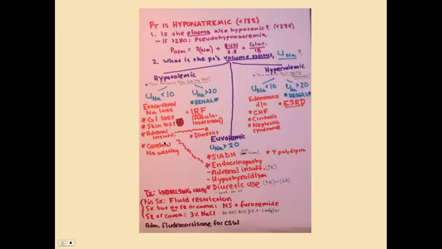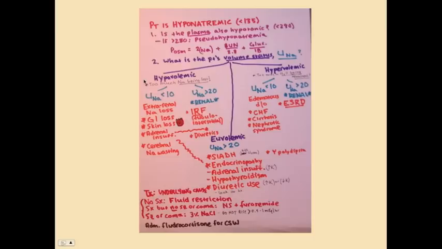And you can think of the GI loss. What are you going to have if you're vomiting? You're going to have your hyponatremic, hypokalemic metabolic alkalosis, because you're losing potassium, you're losing hydrochloric acid in your stomach. So that's another way to tease out GI loss. But usually you'll have that in your history. So those are the hypovolemic causes of hyponatremia.